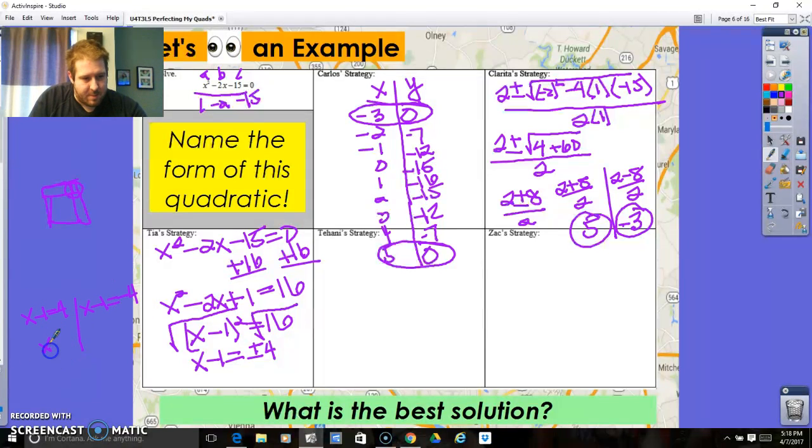Add 1 to both sides, which means x is 5 on this side. And add 1 over here, you get x is negative 3. Same answers as we had on the 2 previous methods. Now, Tahani's strategy is the zero product property.